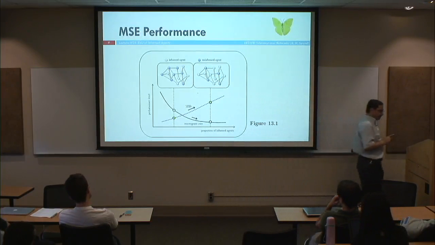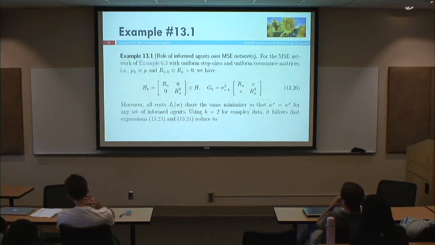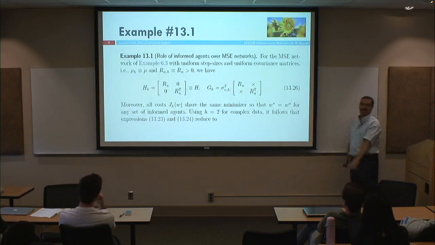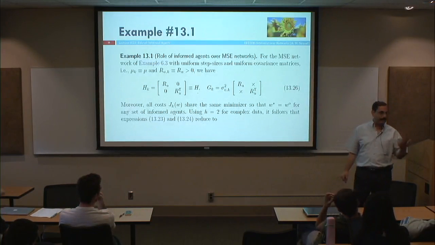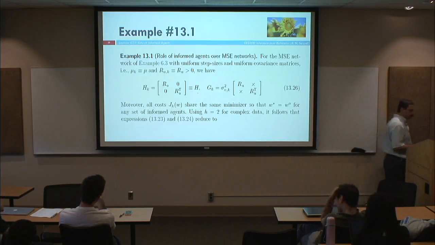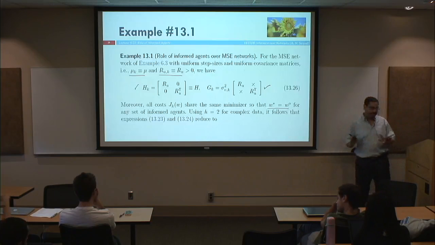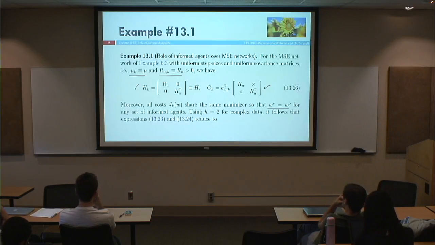So let's look at an example. I have several examples. I can just do one in detail and then you get the point, and the others are just repetition. Let's do this example. I have uniform step sizes, uniform covariances. This is the complex case. So this is H, this is G, and all of them have the same minimum. So this is a network, a mean square error network, where everybody is trying to solve the same problem.